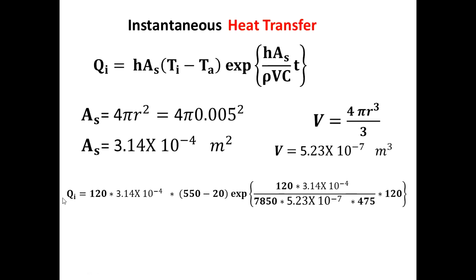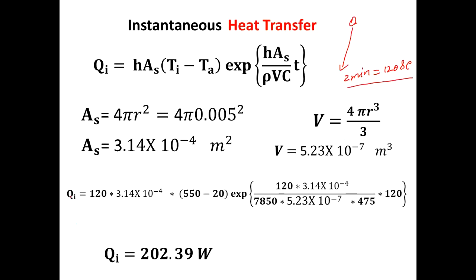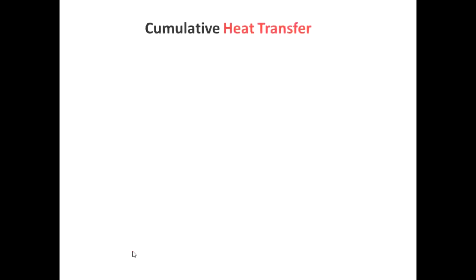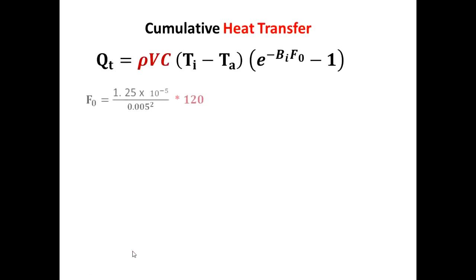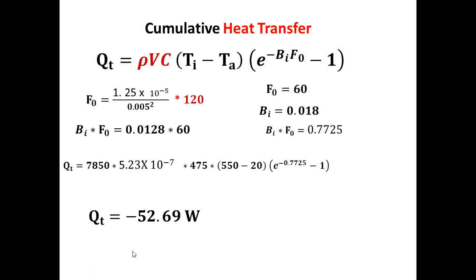Instantaneous heat transfer: this is the formula you will put. Surface area is 4 pi r square, and volume is 4 by 3 pi r cube. Put in this formula and you will get the instantaneous heat transfer at 2 minutes, where cooling started at 0, and 2 minutes means 120 second. At 120 second the amount of heat transfer is this, and next the cumulative from 0 to 120 second. This is how you will get the cumulative heat transfer. Total amount of heat transfer is this. Thank you one and all.